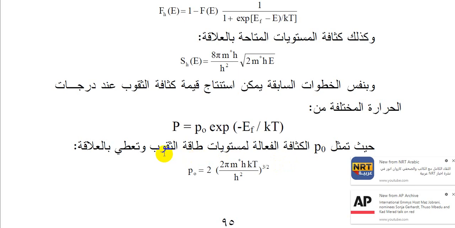The P naught here is the holes' energy level effective density, given by the relationship P naught equals 2 (m effective h kT / ...). This should also be memorized. Here P naught is the same as N naught, but with an elementary difference: P naught is for the holes and N naught is for the electrons. P naught is the effective density of hole energy levels, and N naught is the effective density of electron energy levels.